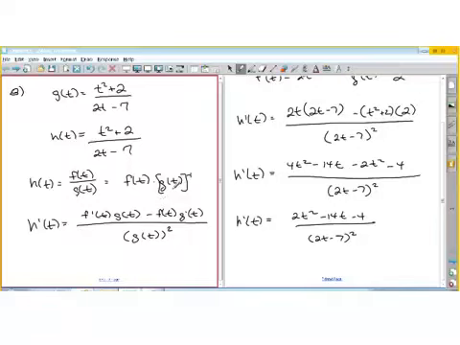Now you have to use a rule that we learned in the next section, the chain rule, to evaluate that derivative. But anyway, that's just an extra bit.